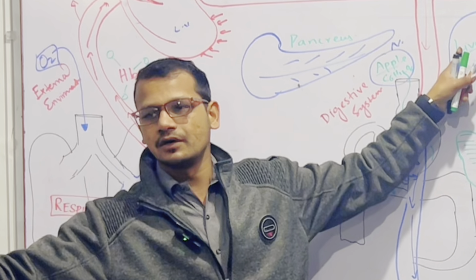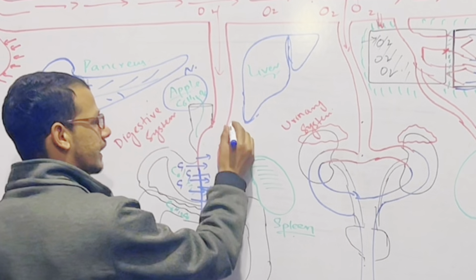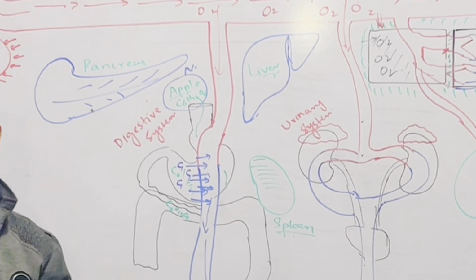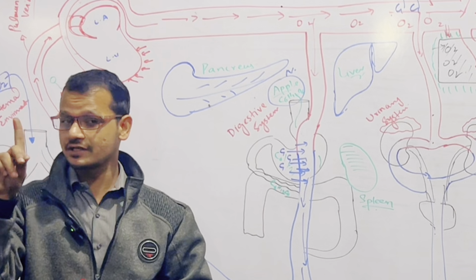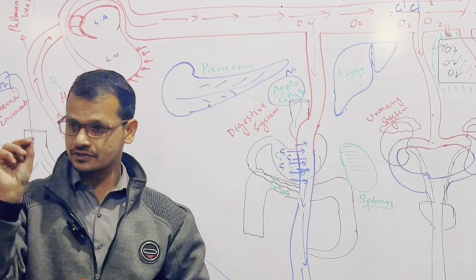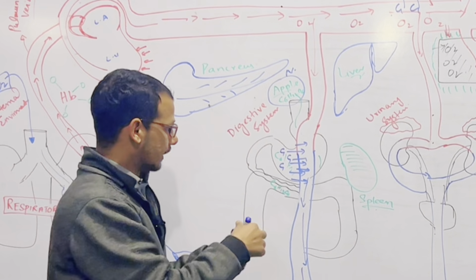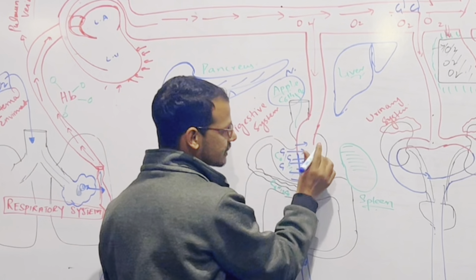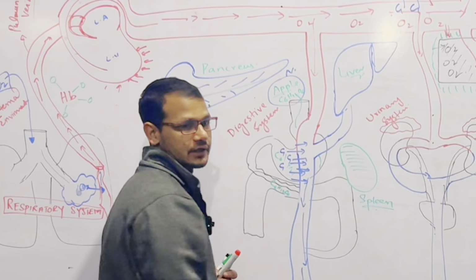Detoxification is the function of the liver. The circulation which goes to the liver is of two types: portal circulation and hepatic circulation. We will discuss this in detail in the digestive system. But here, it takes circulation from the digestive system, which is called portal circulation.